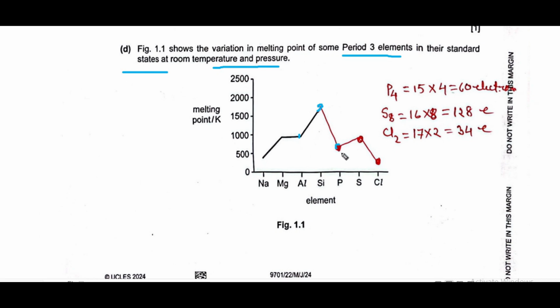Then from silicon to phosphorus, they are non-metals and simple molecules. So phosphorus, sulfur, chlorine have simple molecular structure. Phosphorus has 60 electrons, sulfur exists as S8, so it has 16 times 8, 128 electrons, chlorine 34 electrons. So among phosphorus, sulfur, chlorine, sulfur has a higher melting point than phosphorus and chlorine.